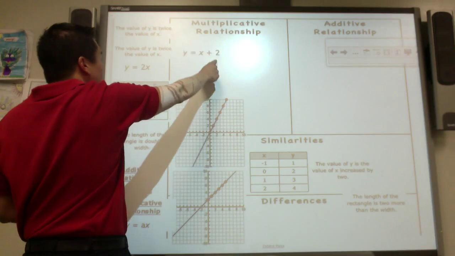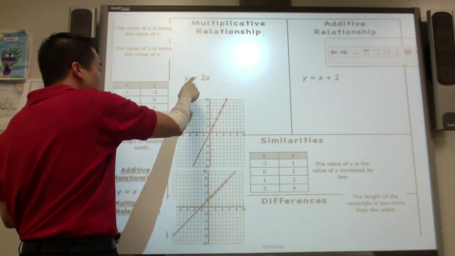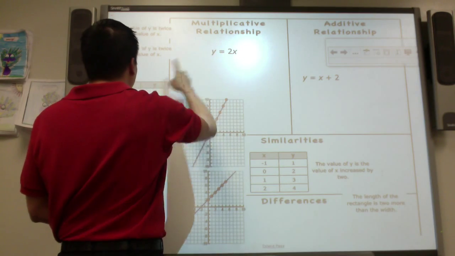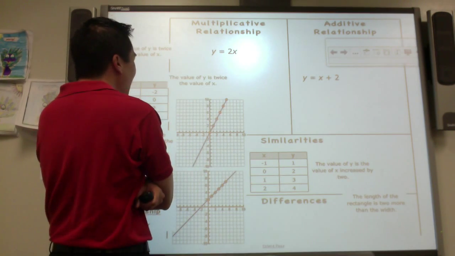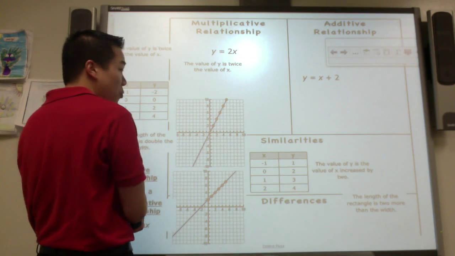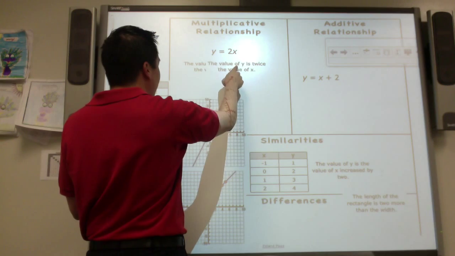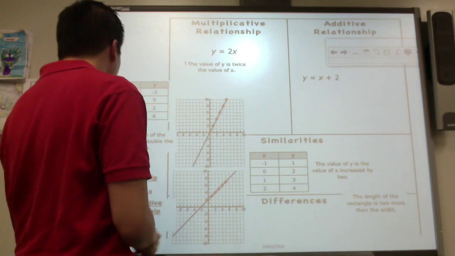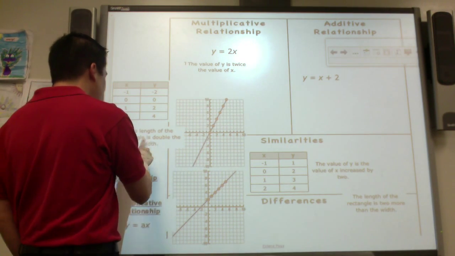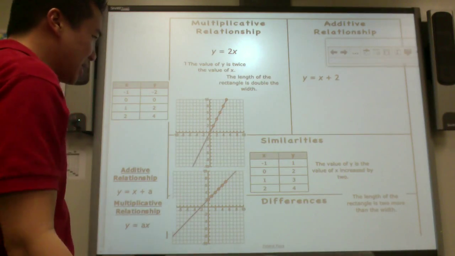So x plus 2, I predict that's additive. That's a plus. 2 groups of x, that's multiplying. The value of y is twice the value of x. Twice means multiplicative, because you're multiplying by 2. It's the same thing. Next one, the length of the rectangle is double. Double, so that's multiplicative. Double means times 2.